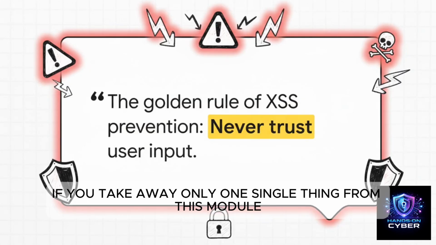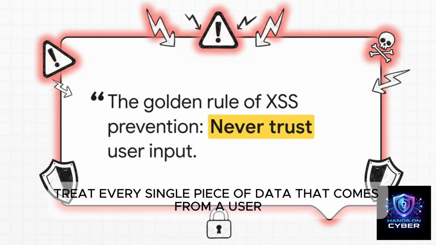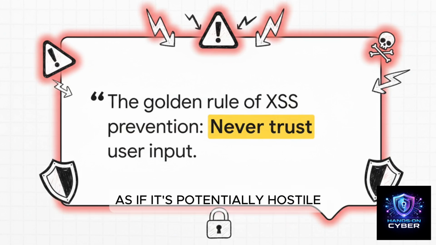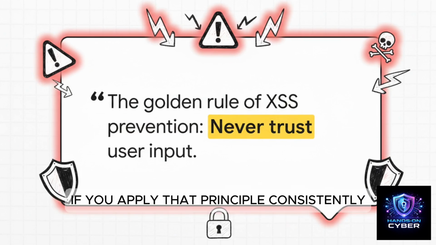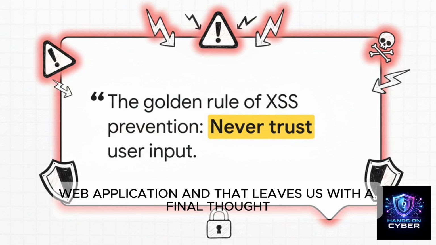If you take away only one single thing from this module, let it be this. This is the fundamental principle. Treat every single piece of data that comes from a user as if it's potentially hostile. If you apply that principle consistently, you are well on your way to building a secure web application.